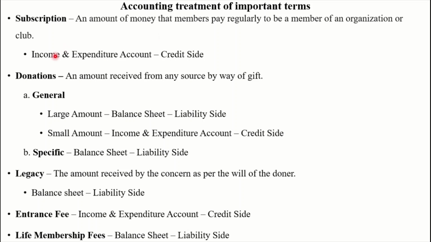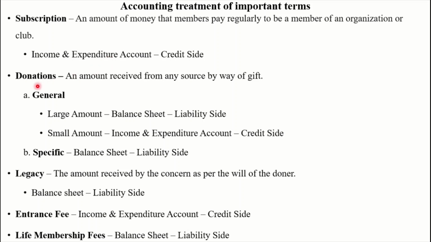The income and expenditure account is in the same format as the trading and profit and loss account of the trading organization. In the profit and loss account or trading account, we record all expenses on the debit side and all income on the credit side. In a similar way, we record in the income and expenditure account. Subscription is income for the non-trading organization, so we record it on the credit side of the income and expenditure account.